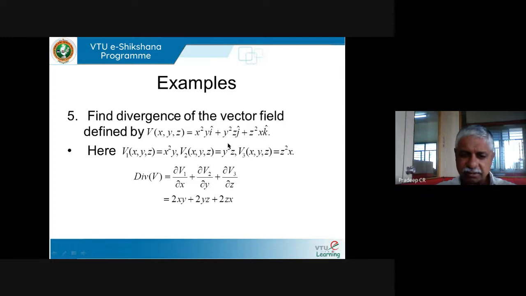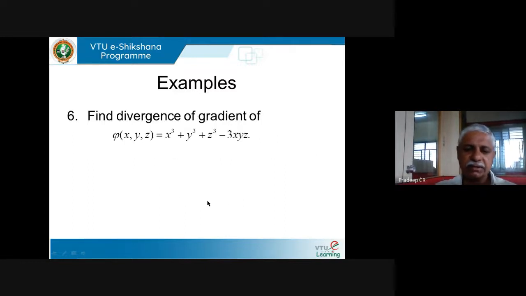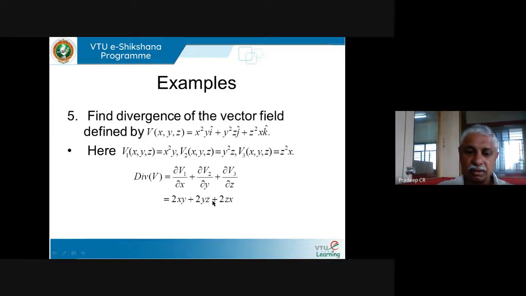You differentiate V2 with respect to y. So x and z are constant, only y varies, so you get 2yz. Similarly here, you differentiate with respect to z, I'll get 2zx. I write all that. The sum of all these things is the divergence. So this is not a constant, this is a function. You give me a point x, y, z, I can tell you the number. For example, at 1, 1, 1, it is 2 plus 2 plus 2, which is equal to 6.